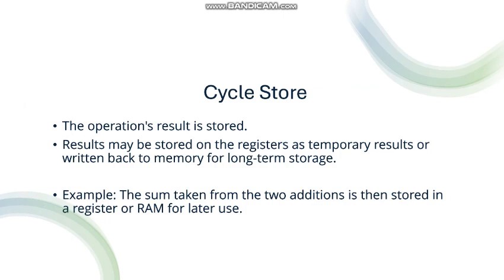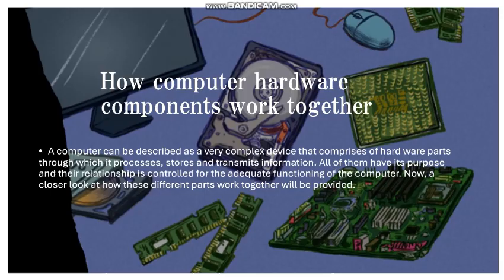The cycle store: the operation's result is stored. Results may be stored in registers as temporary results or written back to memory for long-term storage. The sum taken from the two-number addition is then stored in a register or RAM for later use.